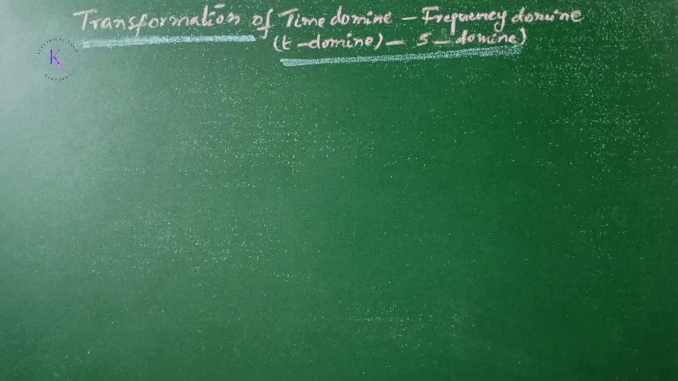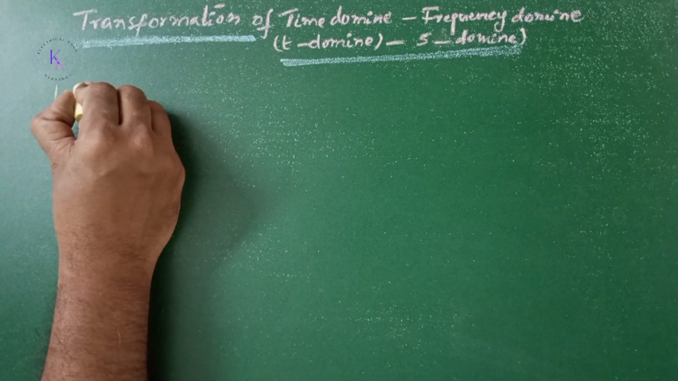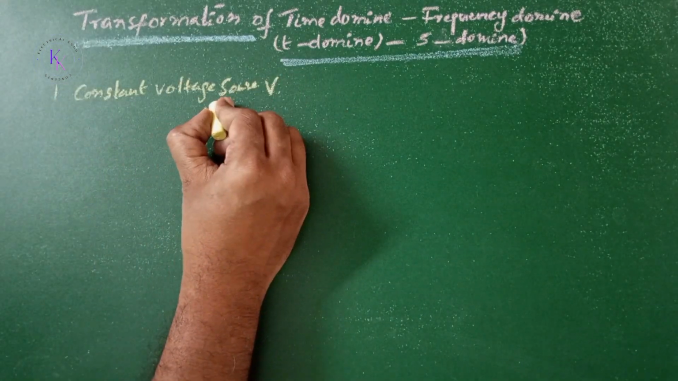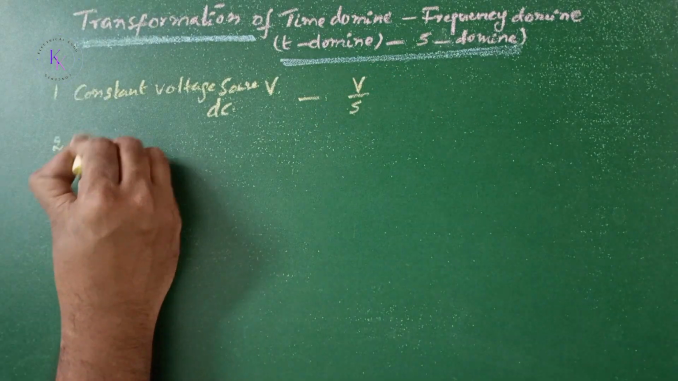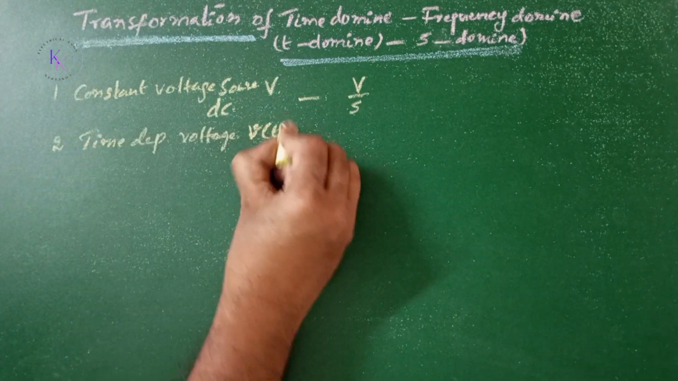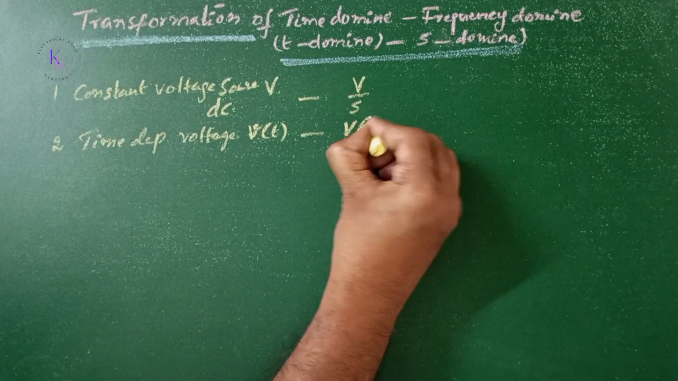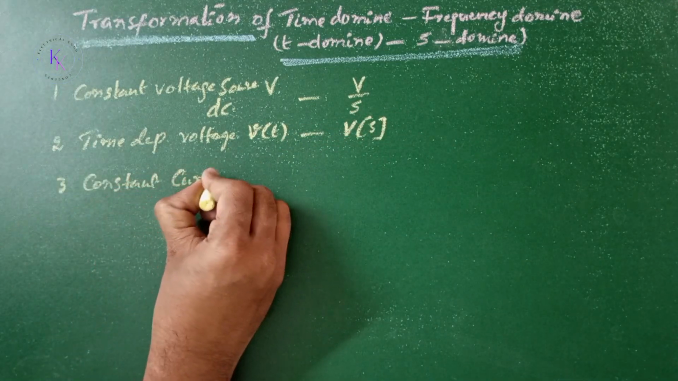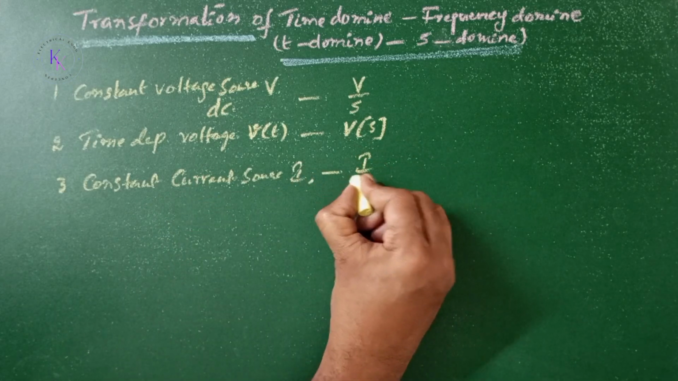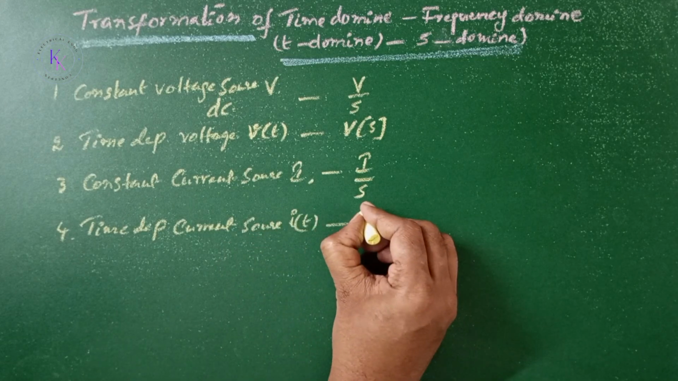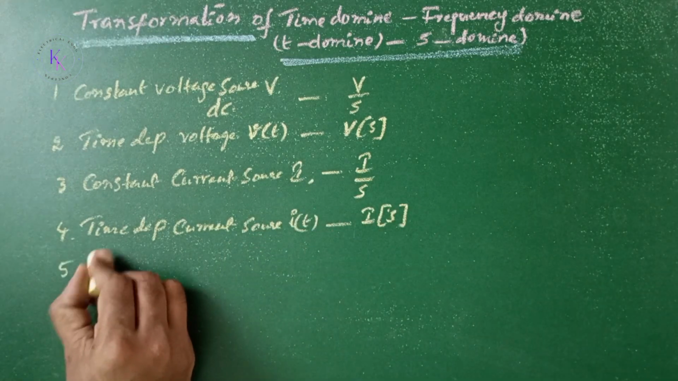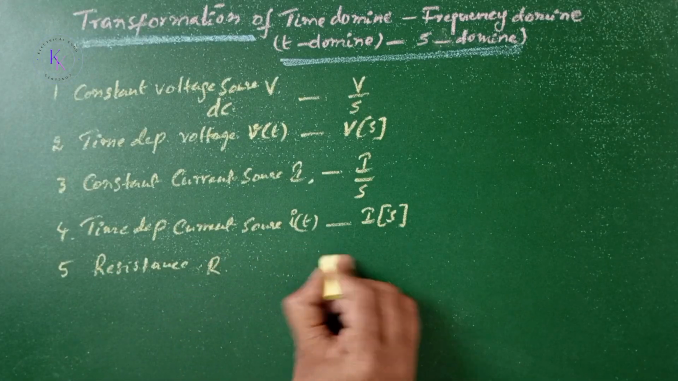Here I am giving the transformation of some conventional time domain sources and circuit elements to the frequency domain. The first one, constant voltage source V, which sometimes we can take as a DC source, in s-domain can be represented as V by s. Time dependent voltage source V of t in s-domain is V of s. Constant current source I in s-domain is I by s, and the time dependent current source I of t in s-domain is I of s. Resistance capital R in s-domain is R.